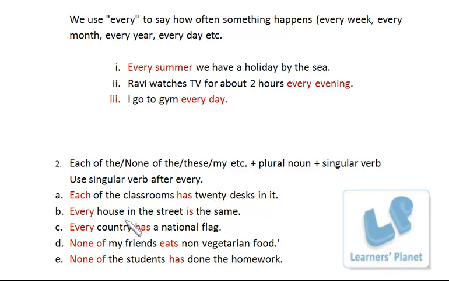Every house in the street is the same, is, okay? Every country has, singular verb, a national flag. None of my friends, plural, but eats, singular verb, right? So none of my friends eats non-vegetarian food. None of the students has done the homework. So you can see has, is, has, eats, has. All of them are singular verb. Okay?